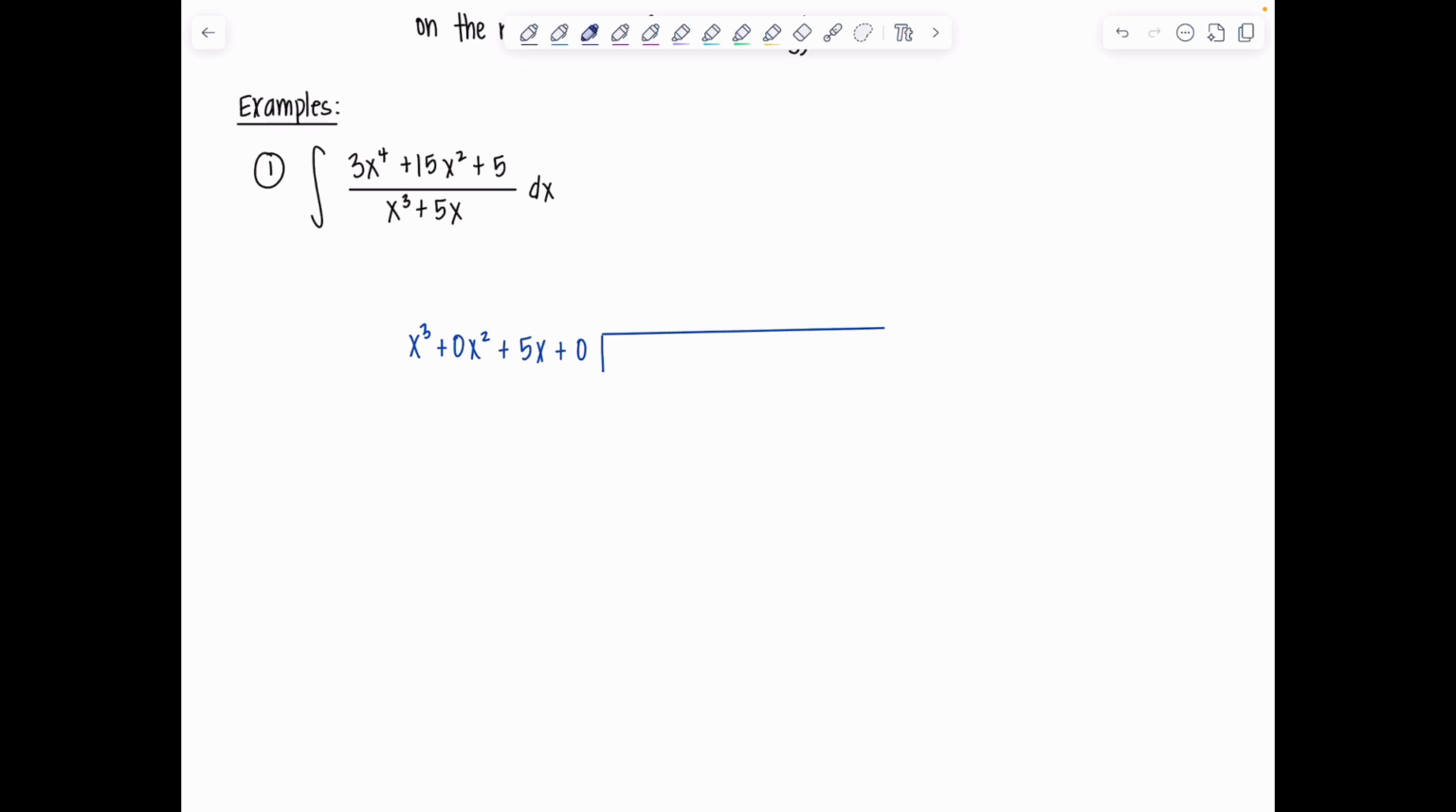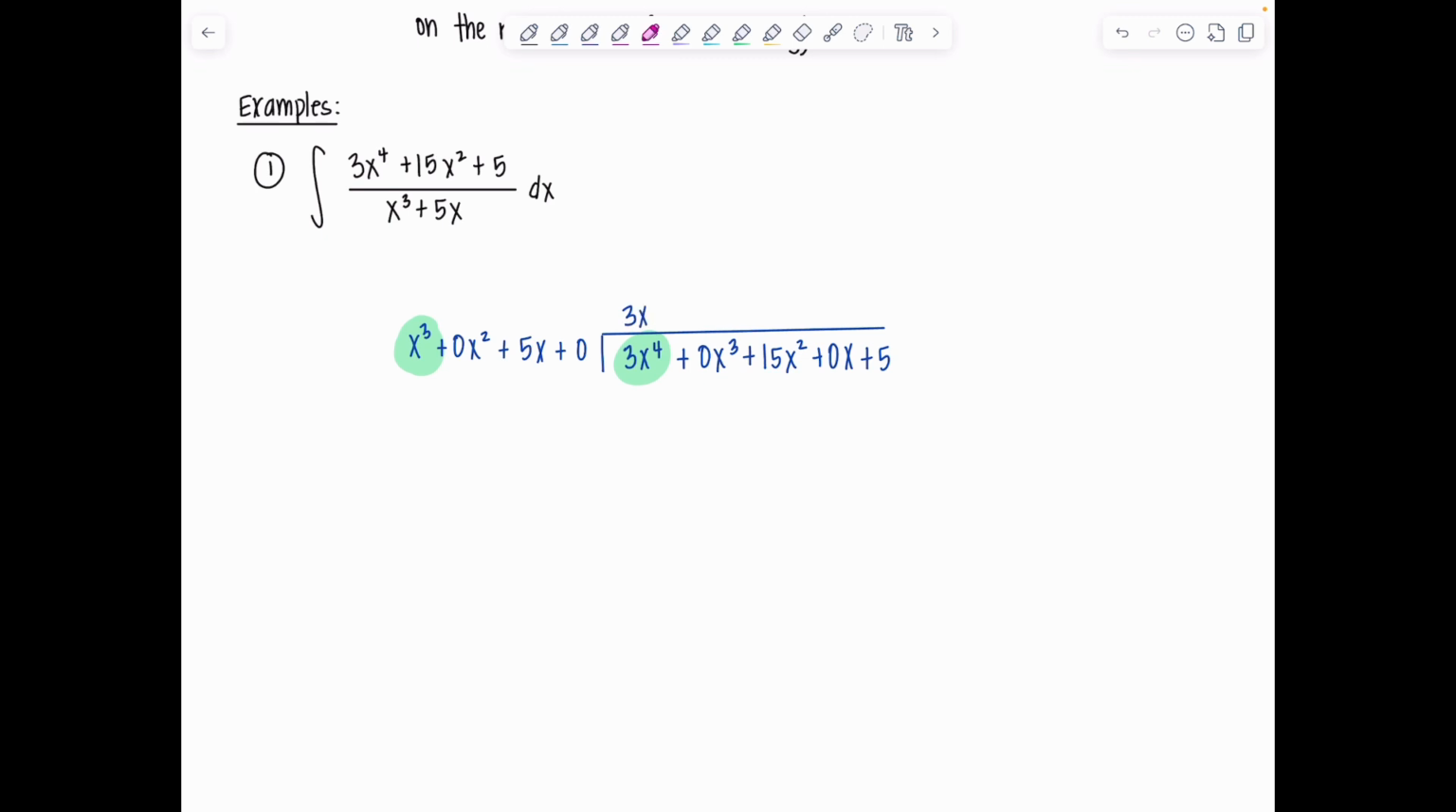And then here, we're dividing that x cubed plus 5x, the denominator, into the numerator. 3x to the 4th plus, we need a 0x cubed, plus 15x squared, plus we need a placeholder 0x plus 5. So now only look at the leading terms and think to yourself, what do I need to multiply x cubed by to make it 3x to the 4th? Why, yes, 3x. Very good.